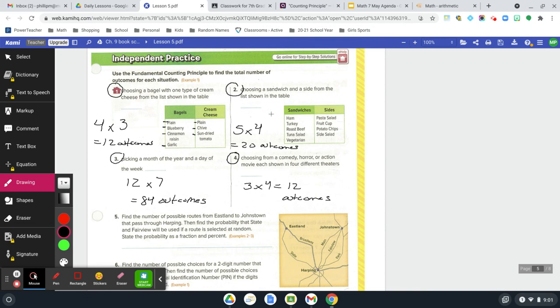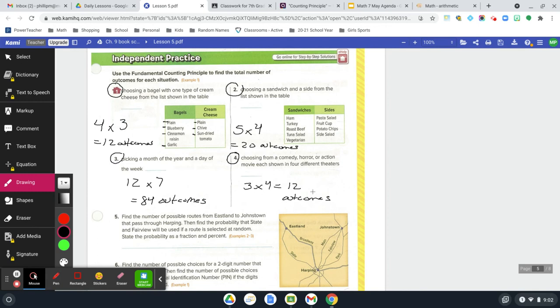Number 2, choosing a sandwich here and a side from the table. So you have 5 different sandwiches and 4 different sides. So you have 20 possible outcomes or 20 possible choices on a sandwich and a side there. Number 3, picking a month of the year and a day of the week. So there's 12 months in a year, 7 days in a week. And so 12 times 7, that's a possible of 84 outcomes. Last one, number 4, choosing comedy, horror, or action movie. So that's 3, each shown in 4 different theaters, times 4. There's 12 possible outcomes there.